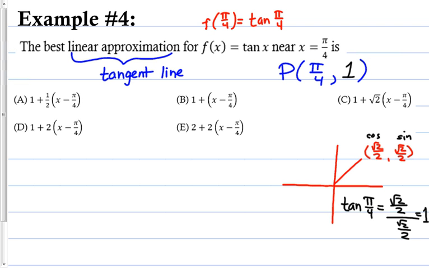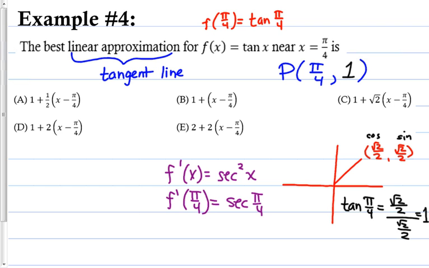Next thing is my slope. I need a slope. To find slope, we derive. So I'll do it down here. f prime of x. So the derivative of tangent x is secant squared x. I'm going to go ahead and plug in pi over 4. And I'm going to write it like this. Secant of pi over 4 squared.